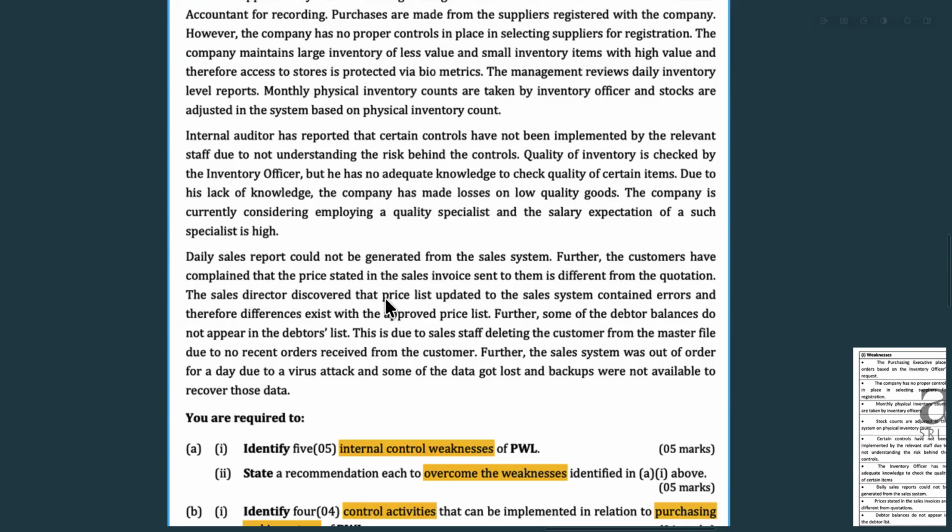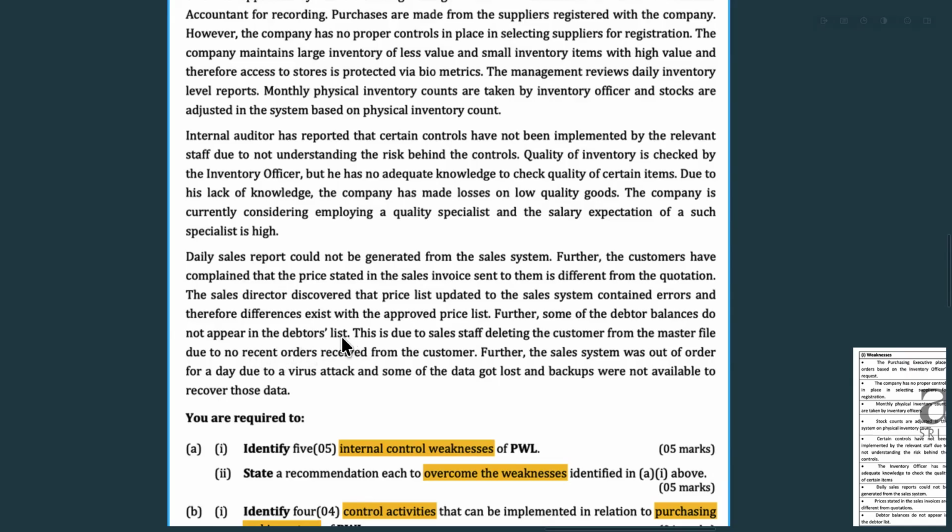And the sales director discovered that the price list updated to the sales system contained errors, and therefore differences exist with the approved price list. This is a significant deficiency. Sometimes we will lose millions of money. The price list is different. The approved price list is not updated, not entered properly in the system. That's why it has errors. No one is checking there. So that's a deficiency.